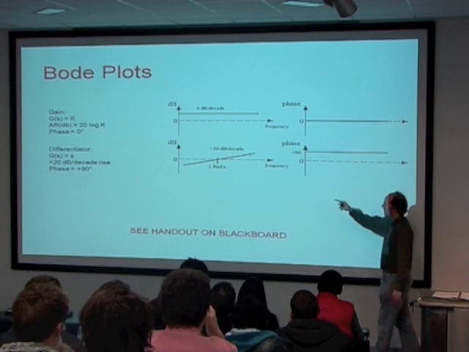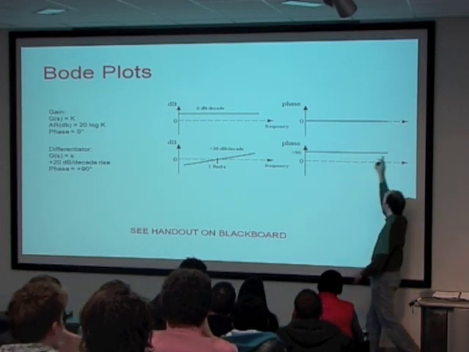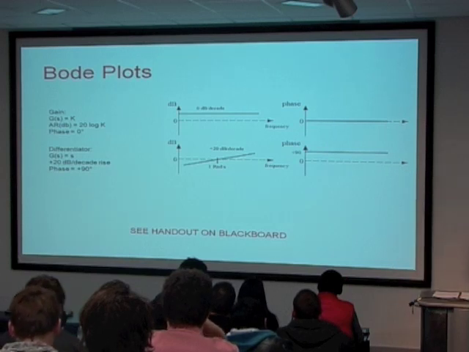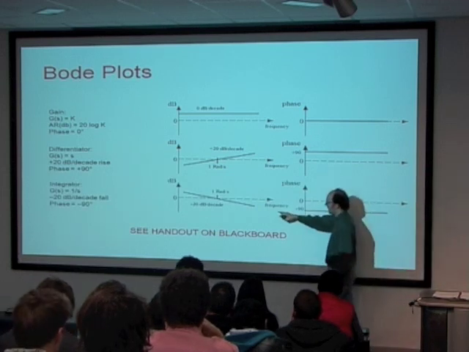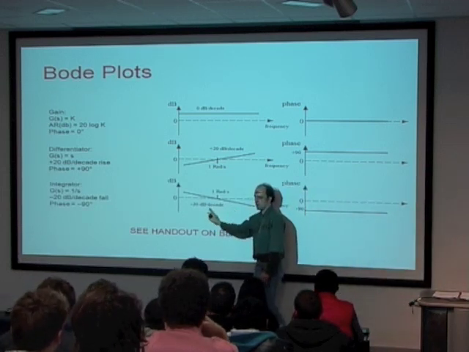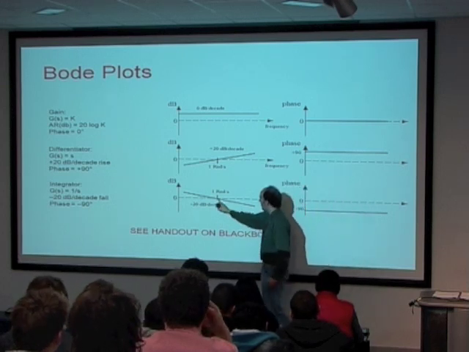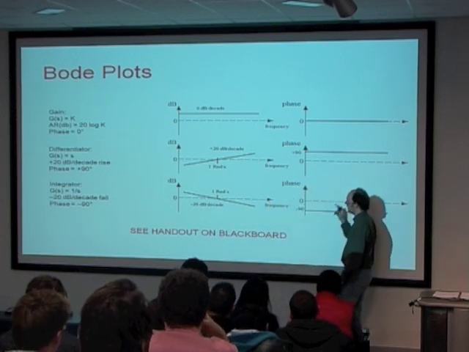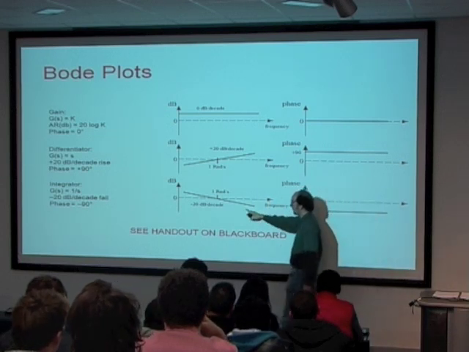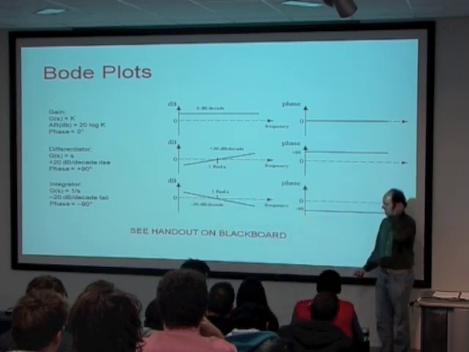And the phase for a differentiator is plus 90 degrees. Okay, and a constant plus 90 degrees. An integrator, you can imagine, is minus 20 dB per decade. We know what a decade is, yeah? Every multiple of 10, so this would be 1, the next decade would be 10, the next decade after that would be 100, and so on. Well, minus 20 dB per decade is an integrator crossing at 1 radian per second.